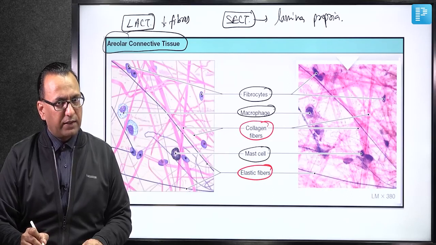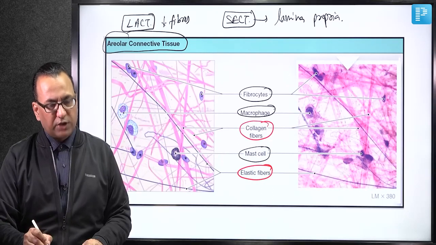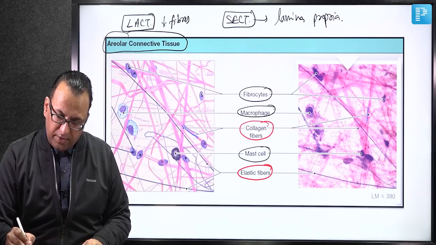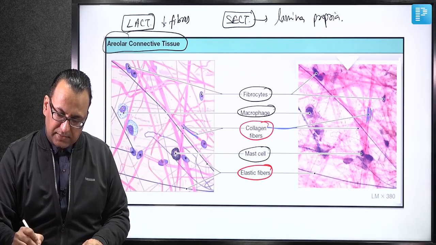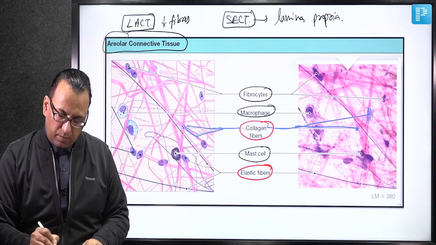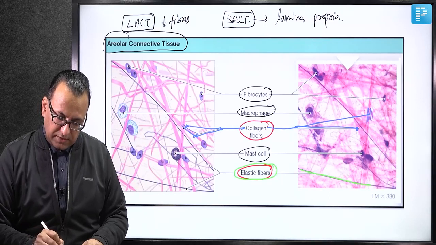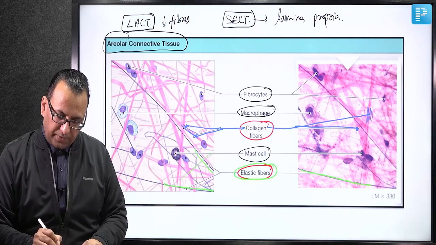And how do you identify the collagen fibers? The collagen fibers are actually running in bundles, as you see, long, wavy bundles of fibers, as evident here. Then, what about the elastic fibers? Elastic fibers we have seen, they run singly. They are short, they are straight, they are branching.